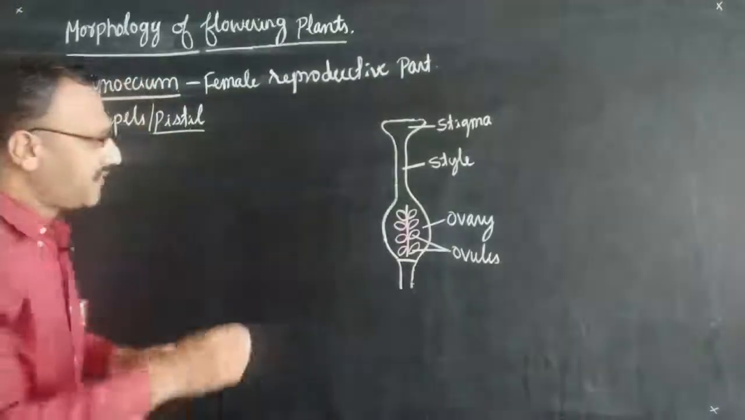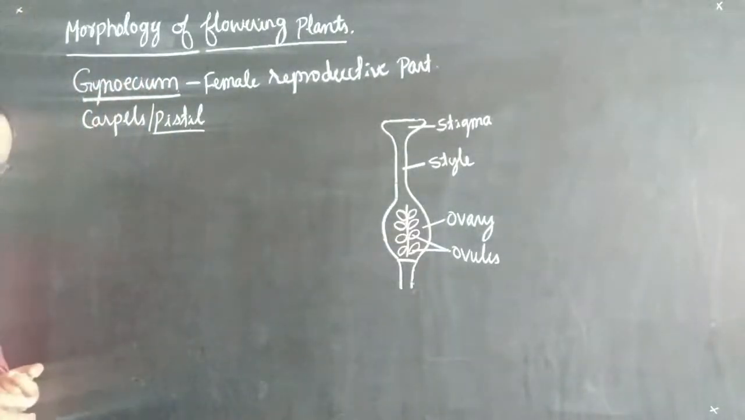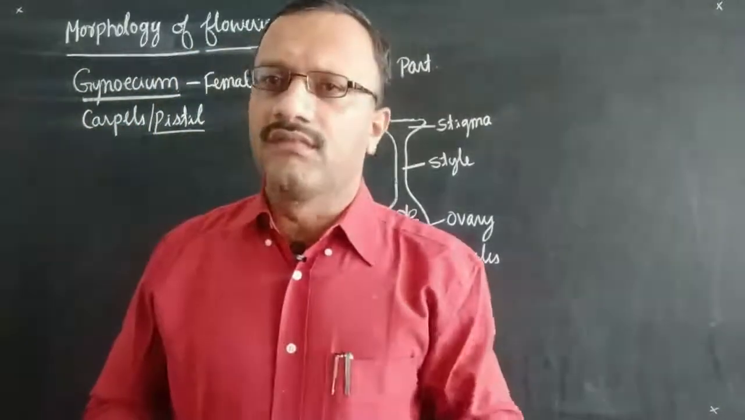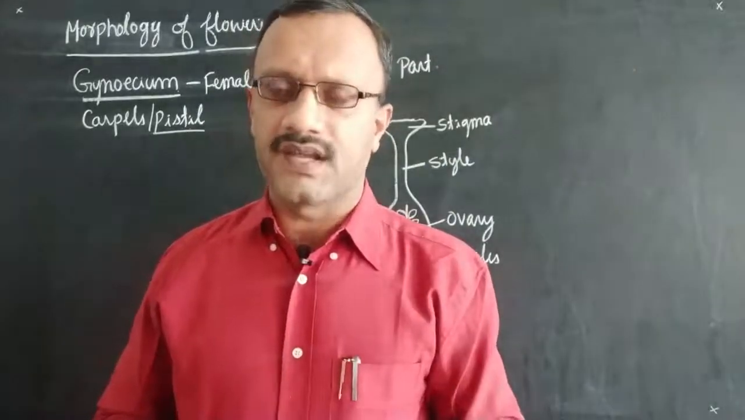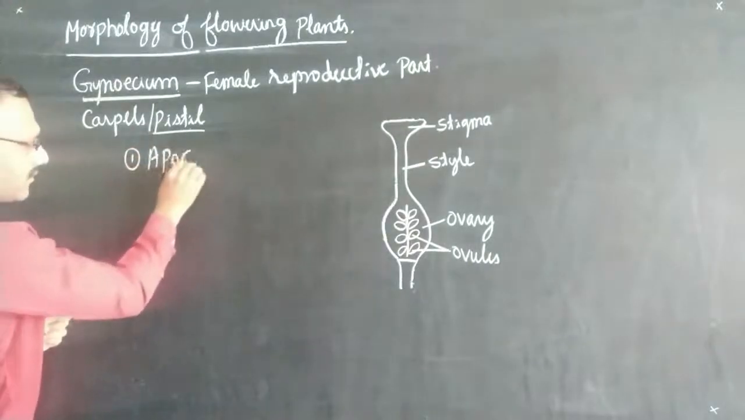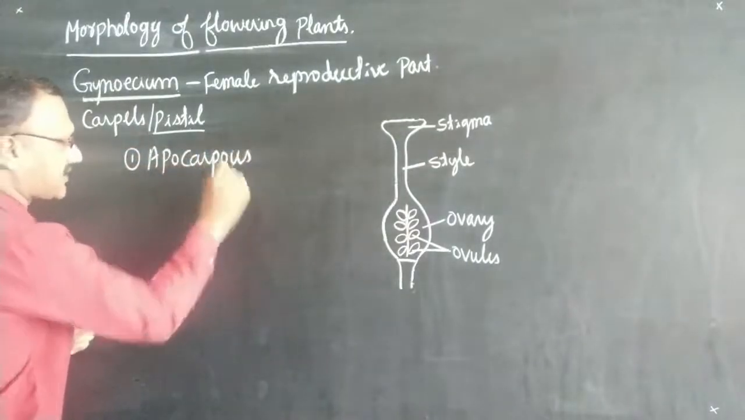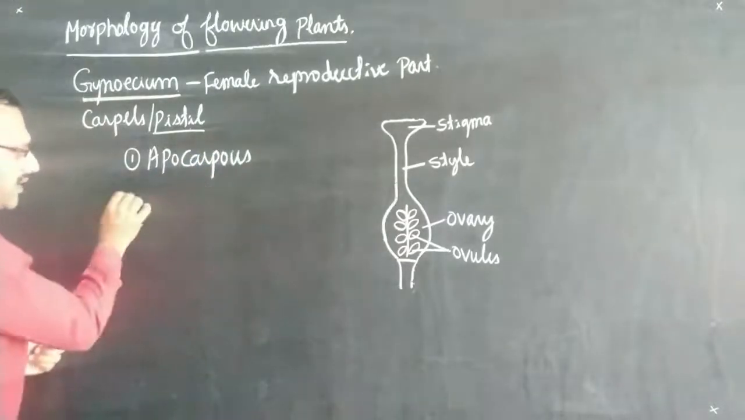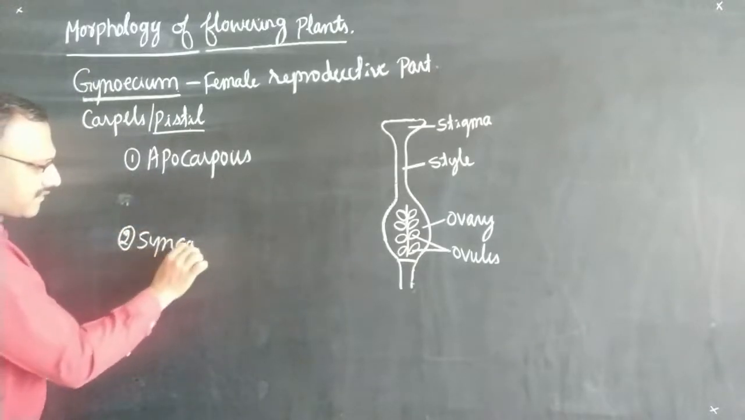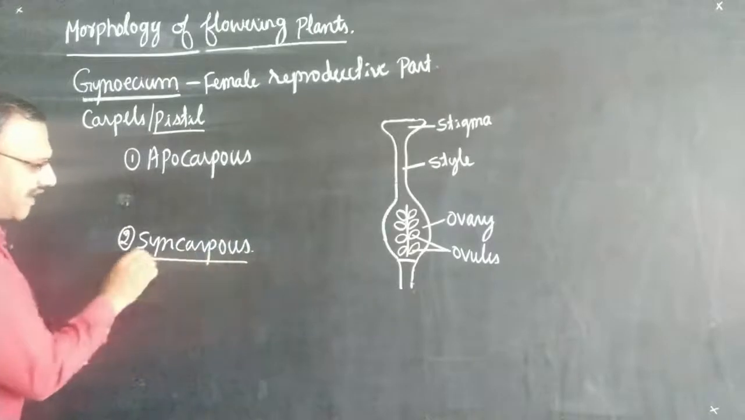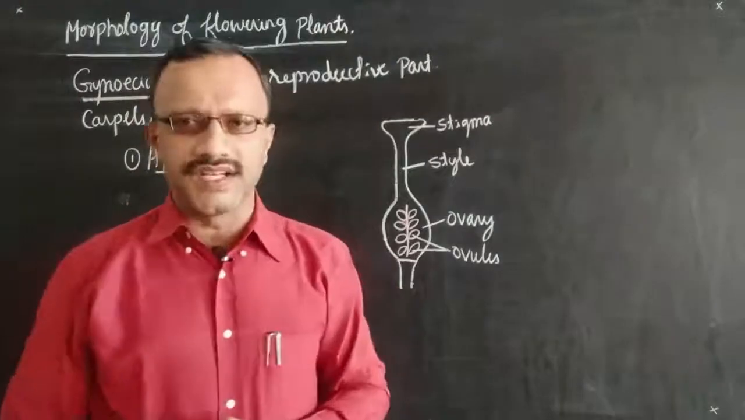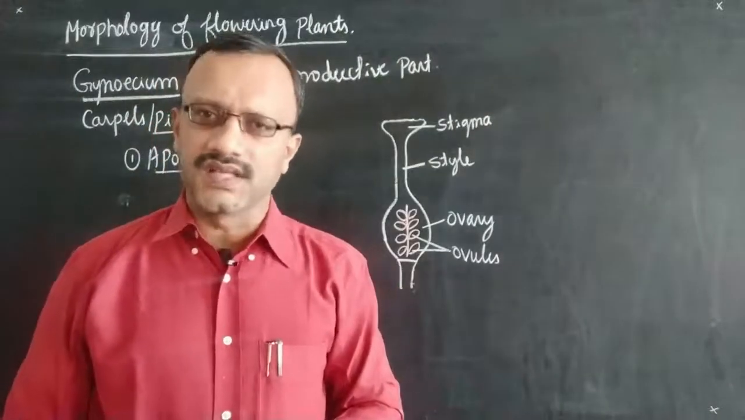The carpels which are found, if it is found with more than 2 number, listen carefully, if the carpels are found in more than 2 number, it may show 2 conditions. One is apocarpous condition, and another called syncarpous condition. I'll repeat. If the carpels are more than 2, it may show 2 conditions, apocarpous or syncarpous condition.